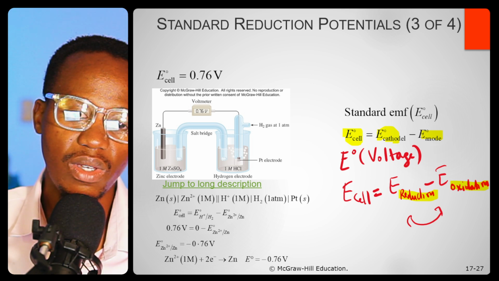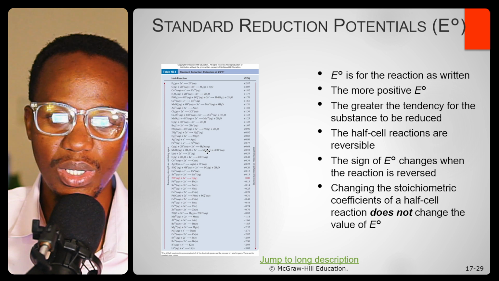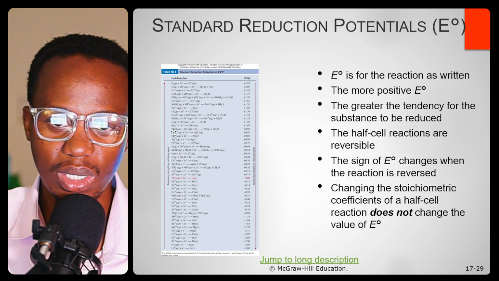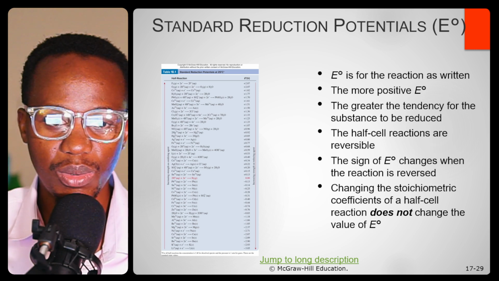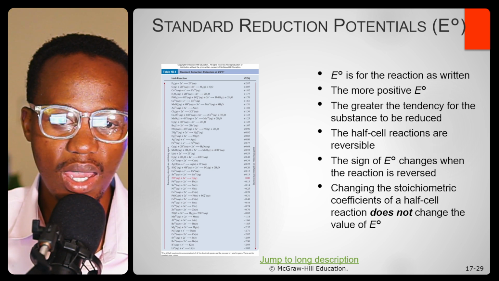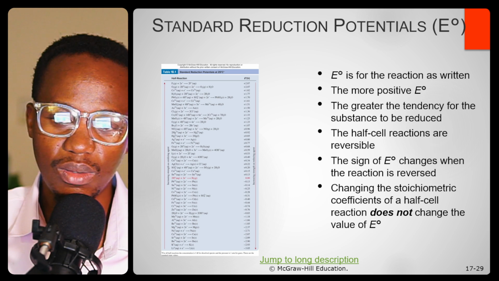Okay, very important. And this is the table. This is the table that I've been talking about. This is the table with the standard reduction potentials. So you should have it here. You should have it in your book, and from there you should be able to tell me the voltage, right, of any of these cells, right? Because again, you should be able to tell.